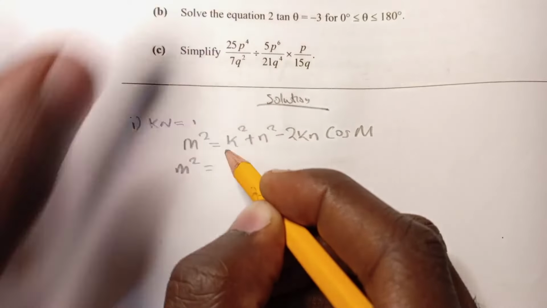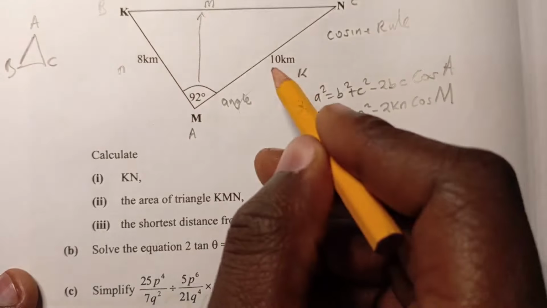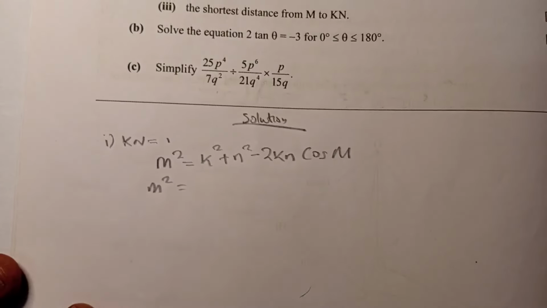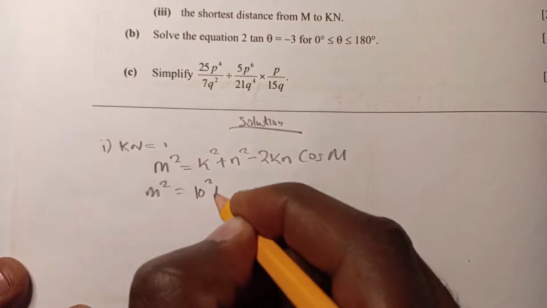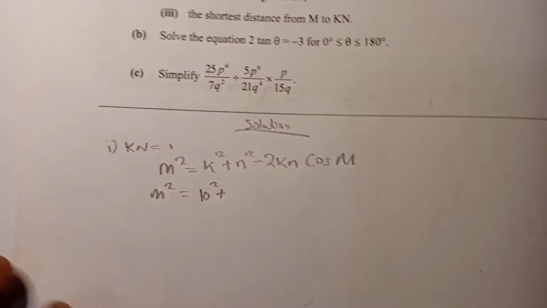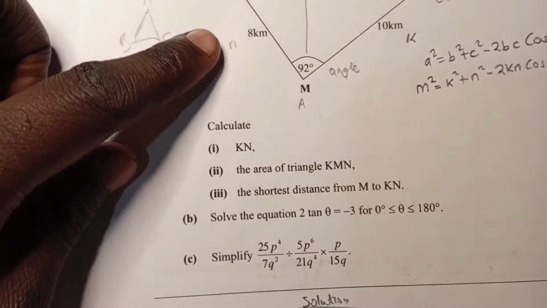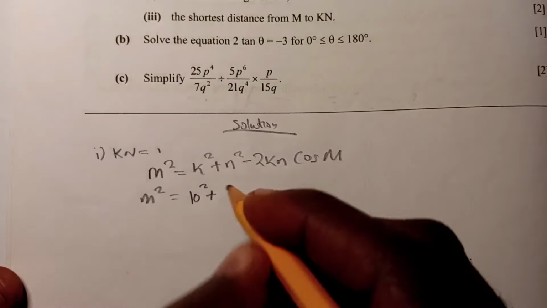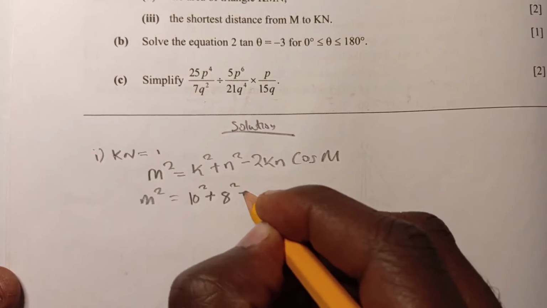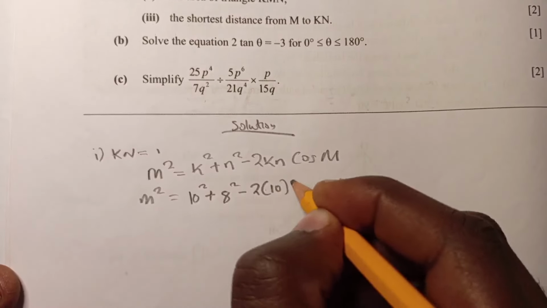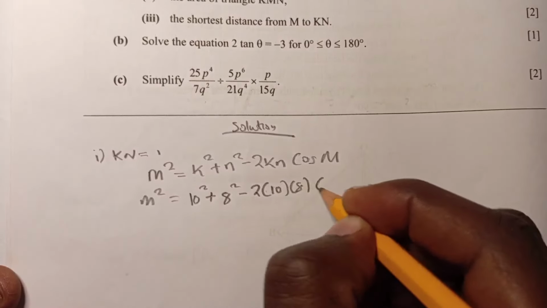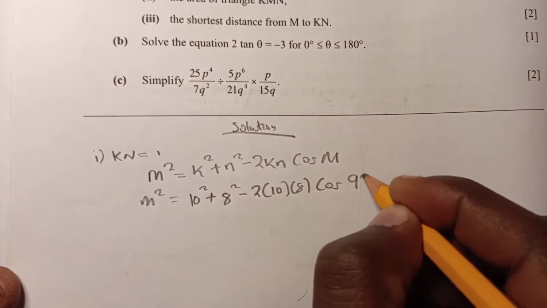What is k? K is simply 10. When we look here, the k is the 10 kilometers. So we're going to say 10 squared plus n. N is the 8 kilometers, you can see there. 8 squared minus 2 in brackets 10 brackets 8 cos 92.